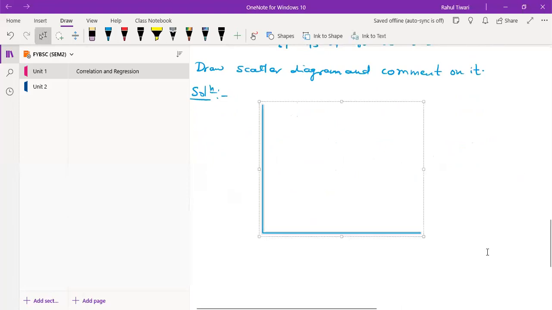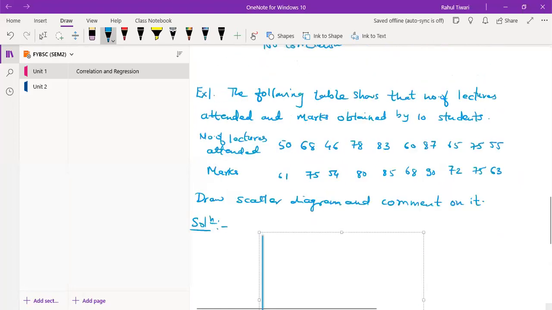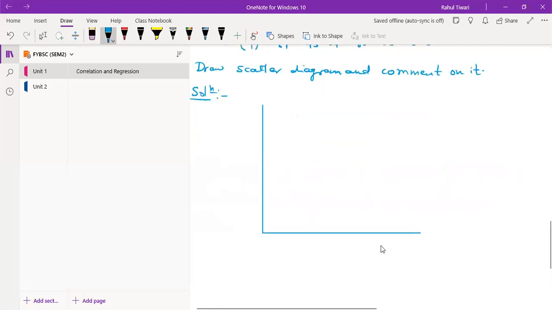Here I will just write y and x, that will be better, because this is your y variable, this is your x variable. So marks will be dependent on number of lectures. So here will be the marks and here will be the number of lectures attended. Have you cleared this concept first of all? Let me know, everyone.